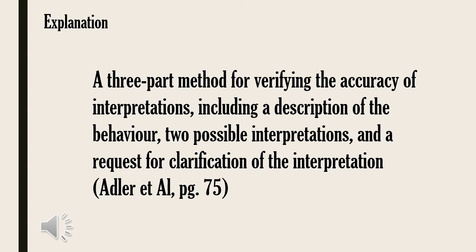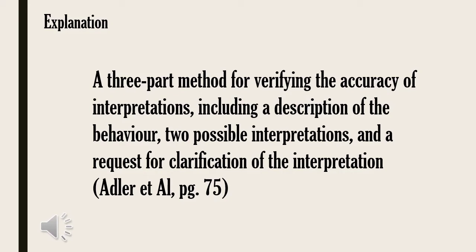Perception checking is defined as a three-part method for verifying the accuracy of interpretations, including a description of the behavior, two possible interpretations, and a request for clarification of the interpretation. This approach allows a person to get clarification of an observation rather than interpreting it through their own lens. You would provide a description of the behavior you noticed, give at least two interpretations of what you think the behavior is caused by, and request clarification on how to interpret it.